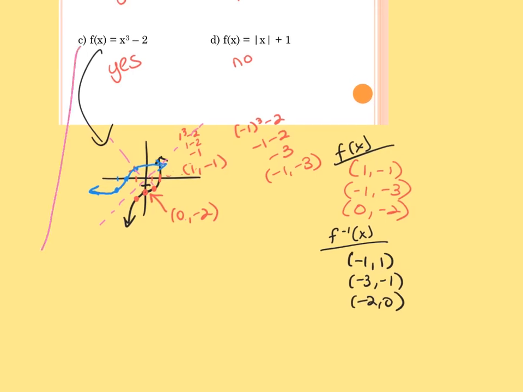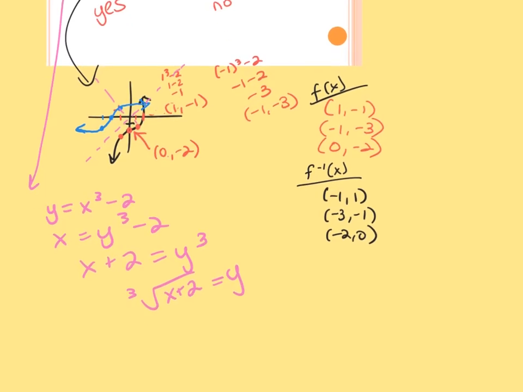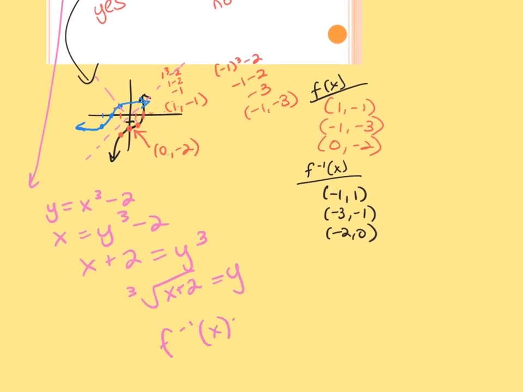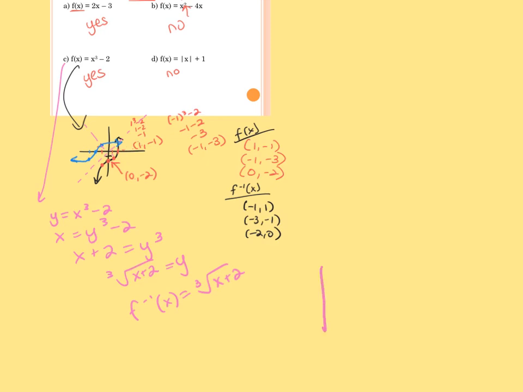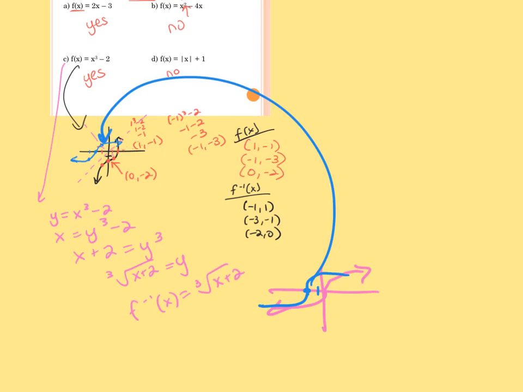The other way to find it, make the f of x y, switch the x and the y, solve for the new y, and change it back to the f negative 1 of x. Now that's a cube root, which looks like this. Shifted left 2 places, which is the same thing we just got, plotting points.